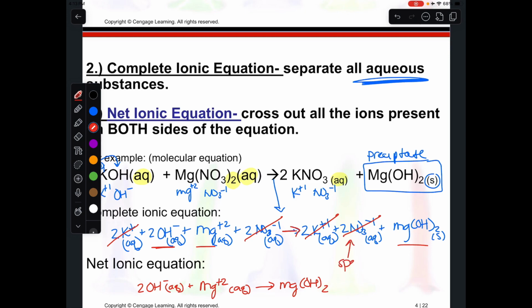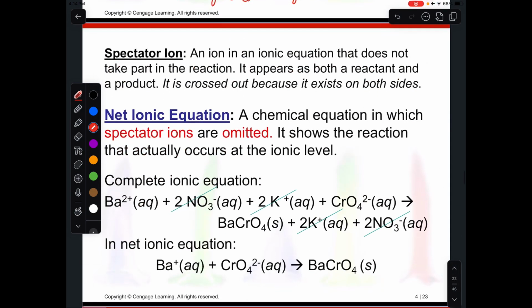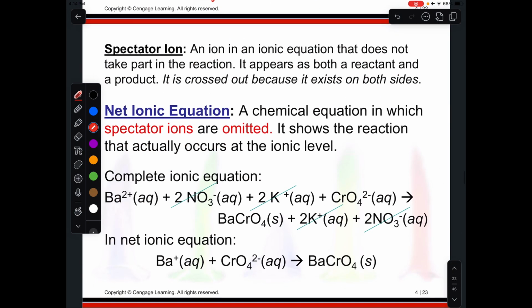Now, the things we cross out on both sides are called spectator ions. So think about it as like you're a spectator in a sporting event. You are there, but you're not participating. So that's how you need to think. So the two spectator ions in this are the K plus ones and the NO3 minus ones. Okay, two spectator ions in this reaction. A spectator ion is described as an ion in an equation that does not take part. Okay, and it has to be a reactant and a product, and we cross it out.